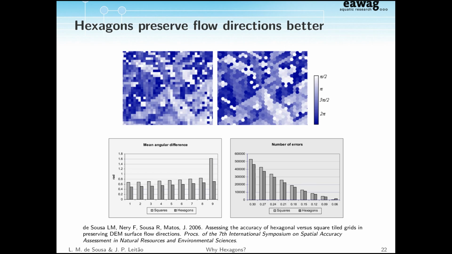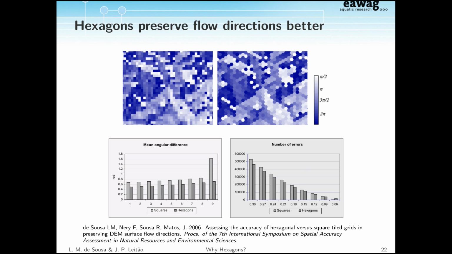I myself have been working with hexagons now for over a decade. This is one of my first earlier results. It was a study on the directions of water flow, related to hydrography, and it is clear that there is a certain advantage with hexagonal meshes in representing and preserving flow direction. So there is a higher degree of accuracy in this regard using hexagons.